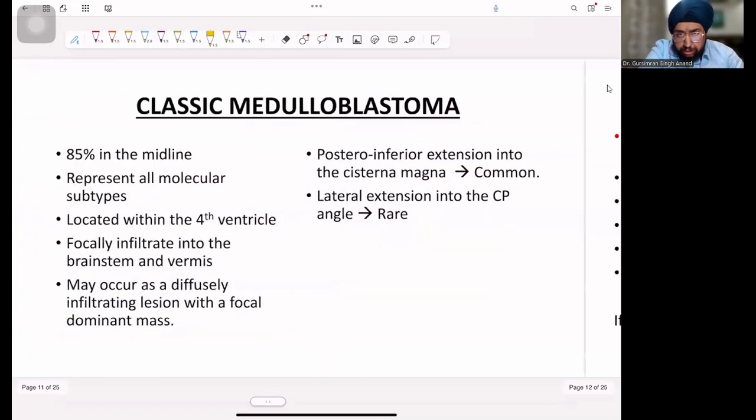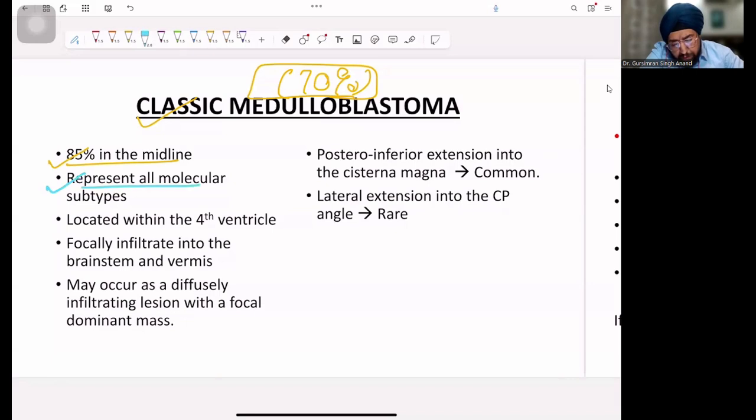Very simple, nothing complex in this. Now we should know a few points about each and every type of medulloblastoma. Let us start with your classic medulloblastoma. These are 70% of all the cases of medulloblastoma. Since the most common location is the vermis, 85% of these will be seen in the midline.